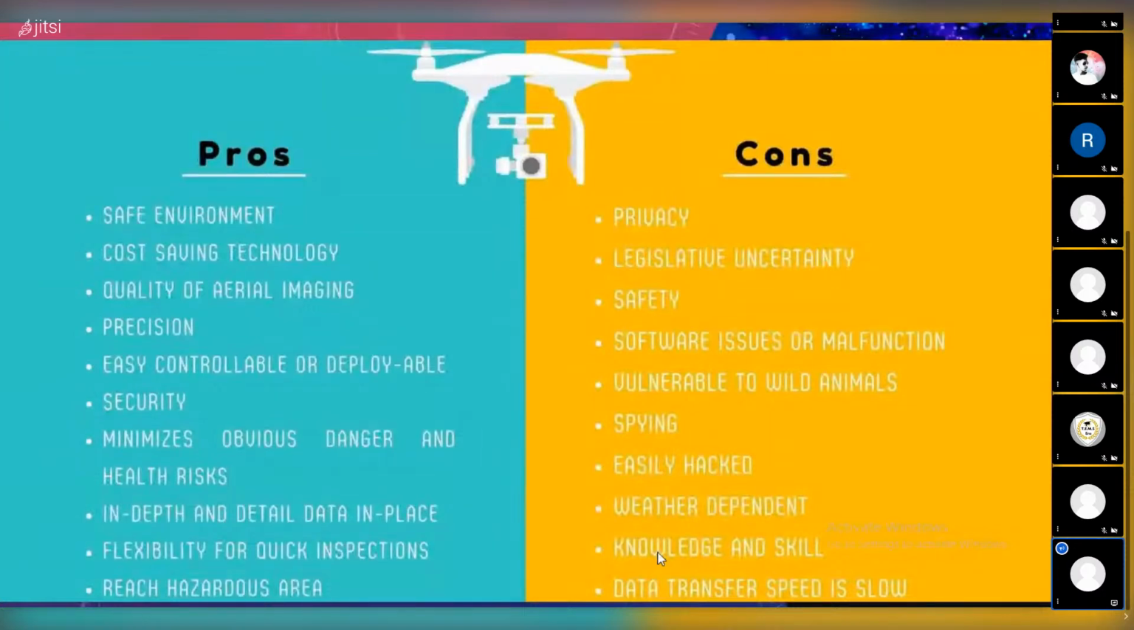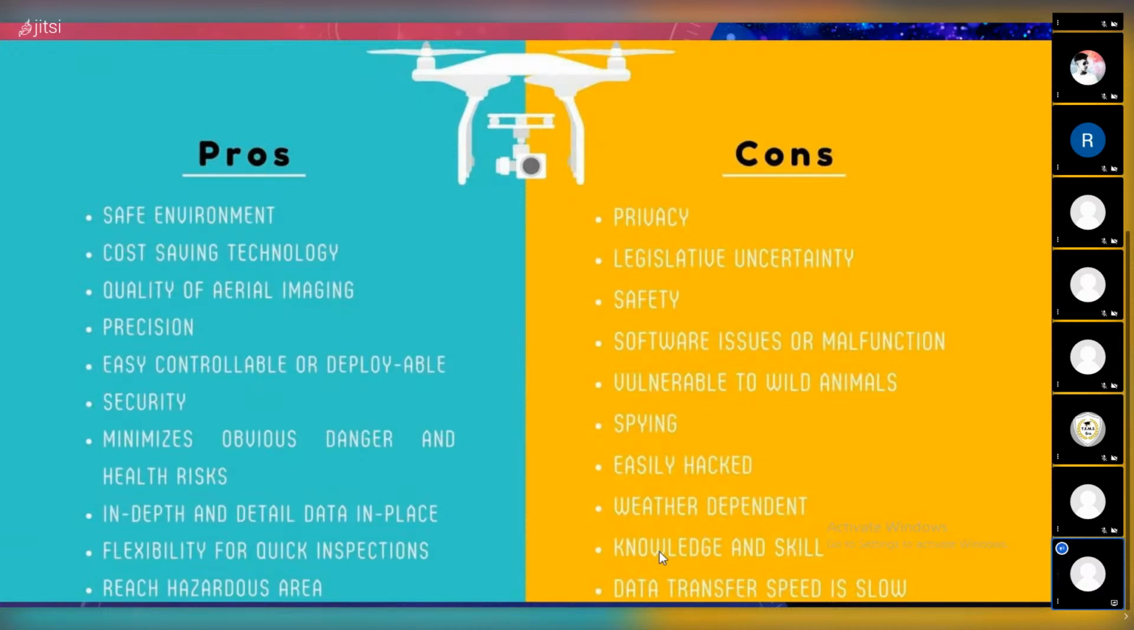Knowledge and skill. Now, if you want to drive a car, you can't just get into the driver's seat and start the car. You need to have a basic knowledge and skill before you get the authority to drive a car. The same thing applies to a drone. You need to know the basics of drones, how the drone works, how you should control the drone, so that you can operate it. So a minimum level of skill or knowledge is necessary.